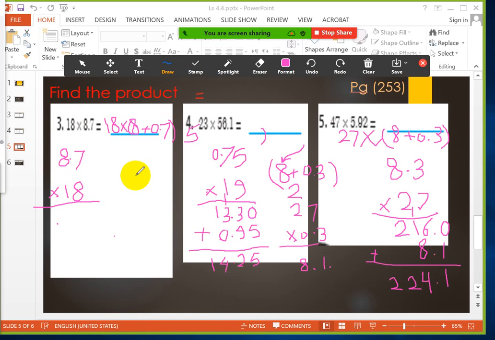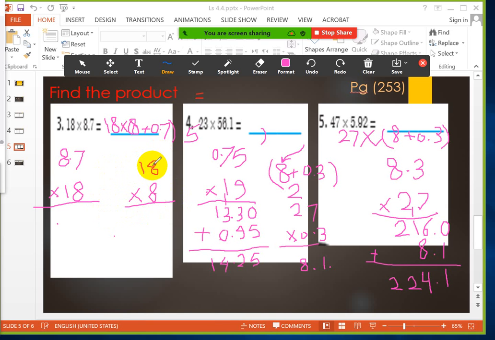So let's find now 18 multiply 8. Okay, I know the period is finished. I will take only 2 minutes, please, girls, because you are late today.